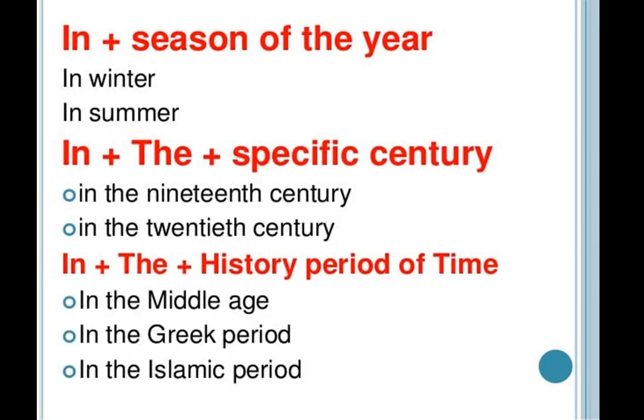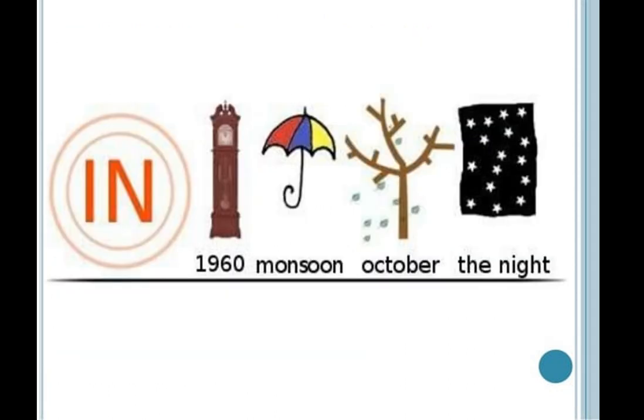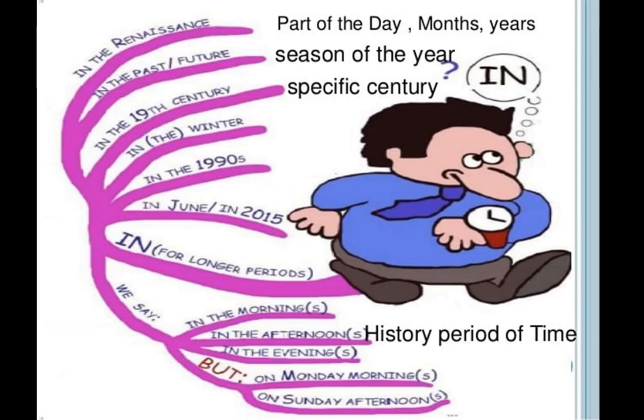So in is used with the season of the year, winter season, summer season, anything it can be. Then in the specific century, when you're talking about in the 19th century, in the 20th century, or when you're talking about a historical period of time, in the Middle Ages, in the Greek period, in the Islamic period. So in is used in 1960, monsoon, October, the night. So remember when to use in: when you're talking about the part of the day, months, years, seasons of the year, specific century.